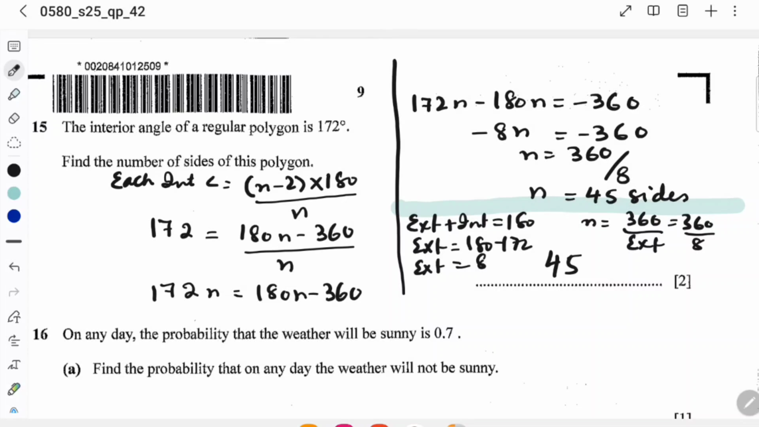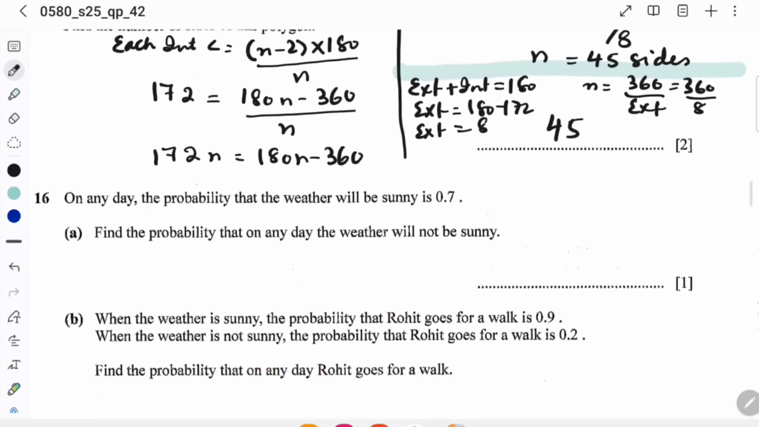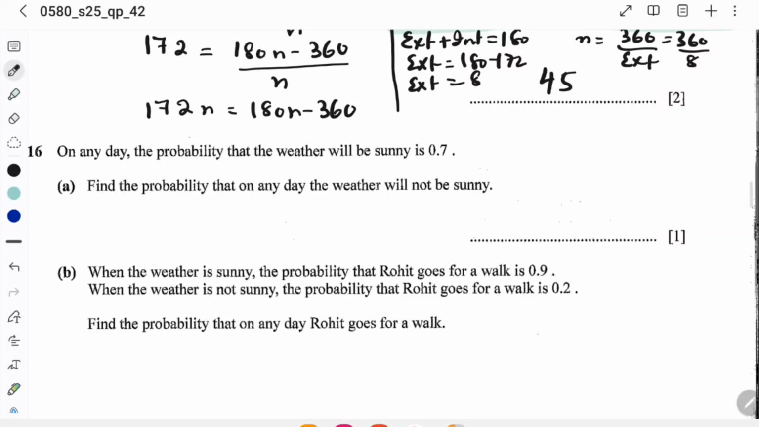Whatever you like you can do for this question, that is of 2 marks here. Alright, so we have completed the 15th question. Now the 16th question: on any day, the probability that the weather will be sunny is 0.7.